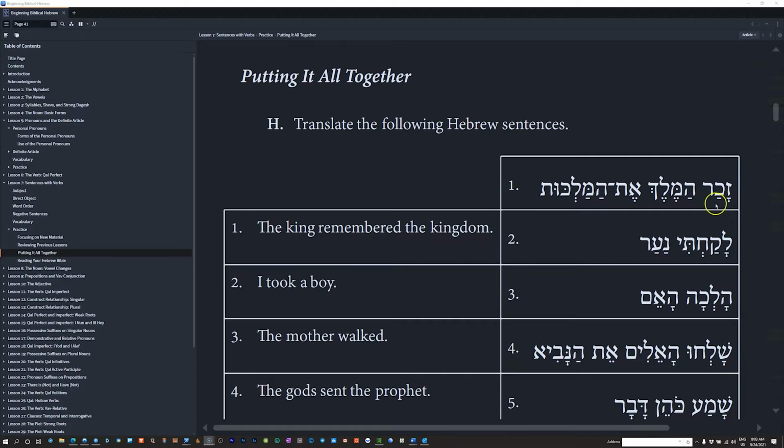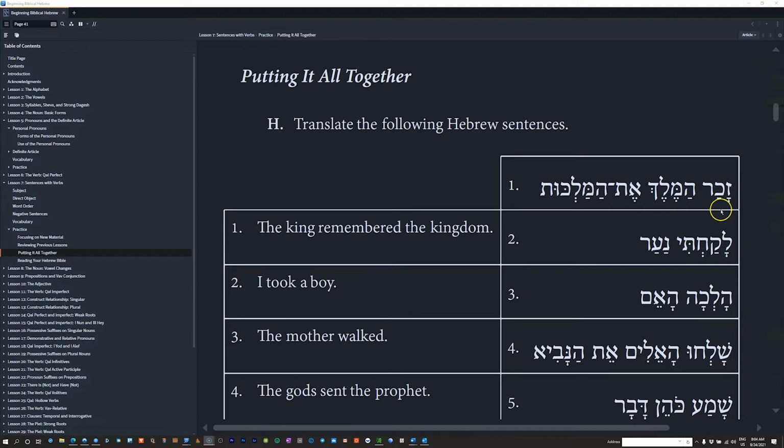And so within a predicate, you have the verb, that's the main element of the predicate. You can also have things like direct objects, adverbs, prepositional phrases, that sort of thing. So when we look at a Hebrew sentence, we want to ask ourselves not only what type of word is this? Is this a verb? Is this a noun? We want to ask, what is that verb or noun doing in the sentence?